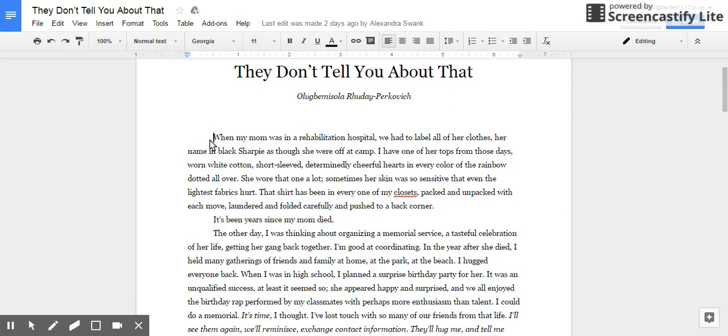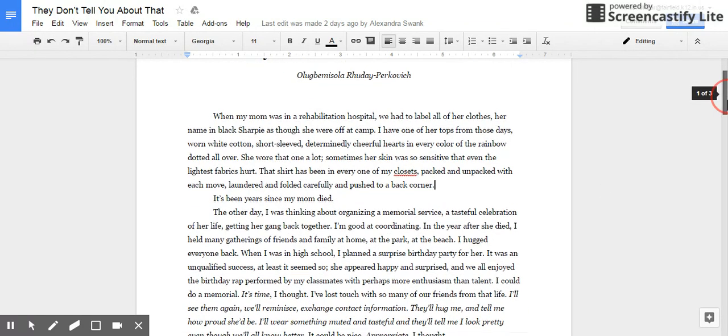Something else that I noticed is that she has used a hook, starting off focusing on this t-shirt. I learned something about her and something about her mom by focusing on this object. So that could be something that you apply to writing your own narratives, is focusing on an object. I also noticed that as a reader, I'm intrigued because I don't know why her skin was so sensitive, and I don't know why she was in a rehabilitation hospital. So by having these little questions in my mind, it makes me want to continue reading.